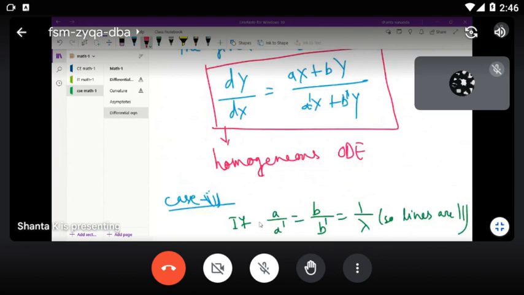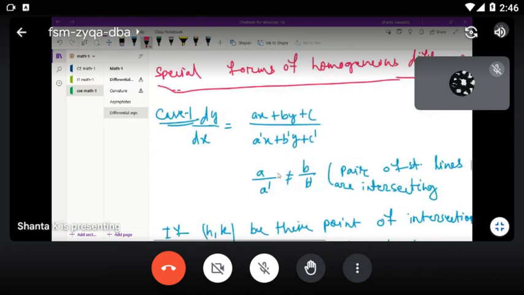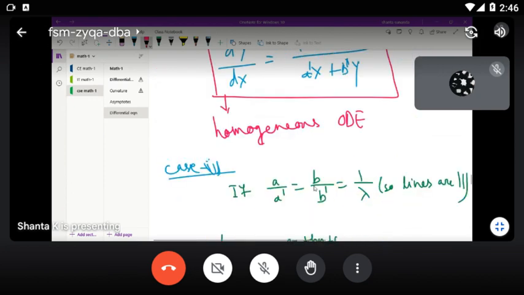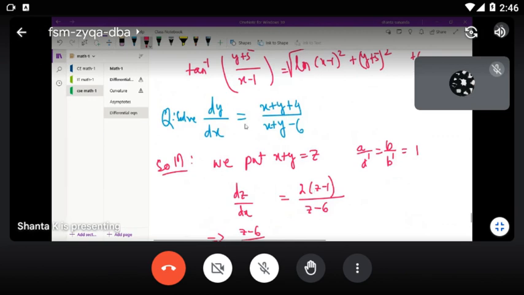Okay, this is a homogeneous ODE, and if you have this situation, parallel lines, the coefficients a by a dash and b by b dash is 1 by lambda, constant, then you will substitute z as ax plus by here. This is the situation. When this is not equal to 1, we shift the origin and solve it. If it is equal to some constant, we will be considering ax plus by as z. That's what we are putting. x plus y, here a is 1, b is 1. So we are putting this much.